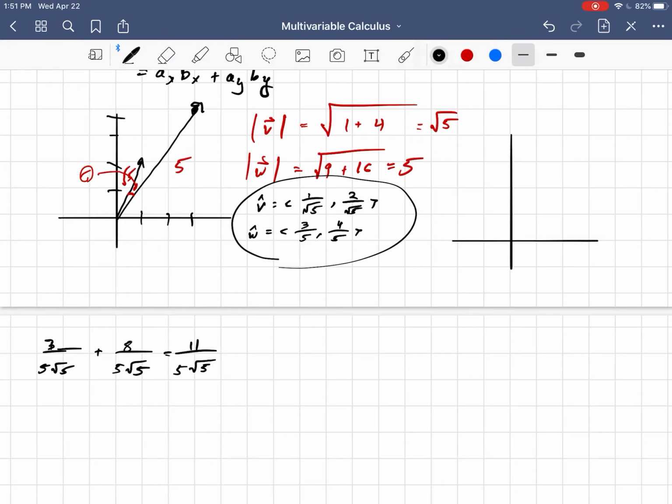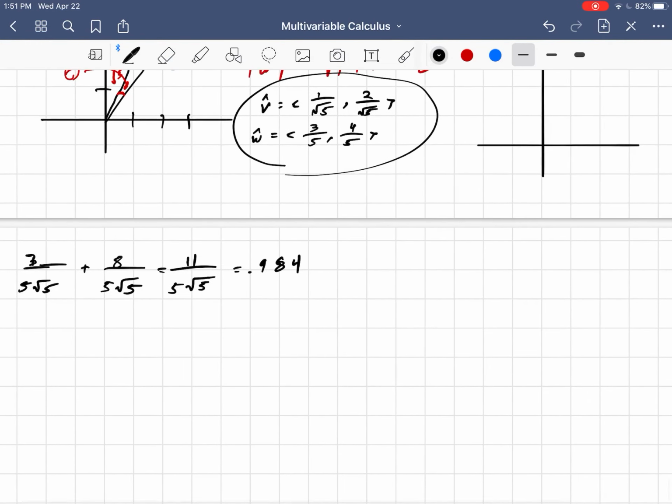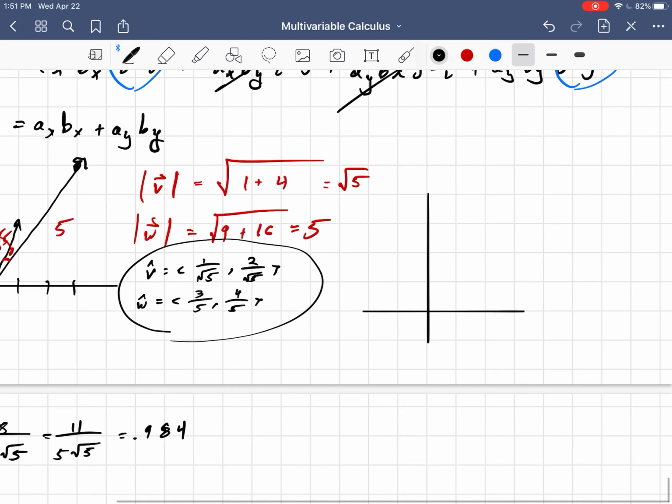And so 5 square root 5 is approximately, well, let's see, the square root of 5, that's a little bit greater than 2. And then that's about 2.23. And if I multiply that by 5, I get 11.18. So if I take 11 and divide it by 11.18, I'm going to get 0.98, call it 0.984.